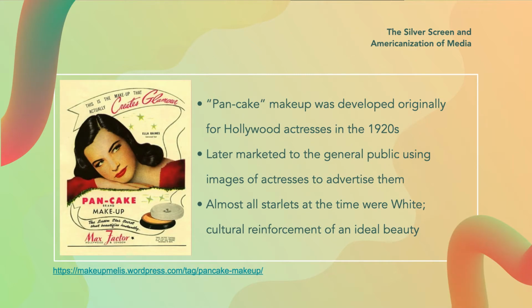So the next sort of milestone that arose in the field of beauty advertisement came in the popularity of Hollywood movies in the 1920s. And essentially, pancake makeup was adapted for starlets on stage into products for the mass consumer populace. And these were actually advertised to the public using celebrity endorsements, such as in this advertisement to the left, depicting popular Hollywood starlet Ella Raines. And it's important to note that most of the starlets at this time were all white. So this is the beginning of a cultural reinforcement of an ideal beauty that's associated with Eurocentric beauty standards.